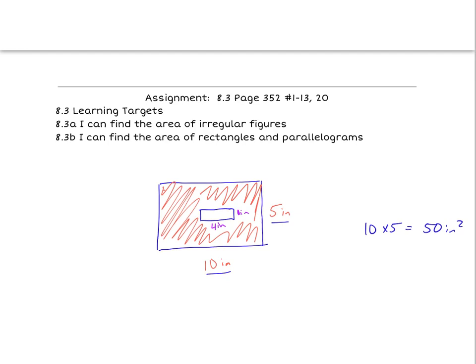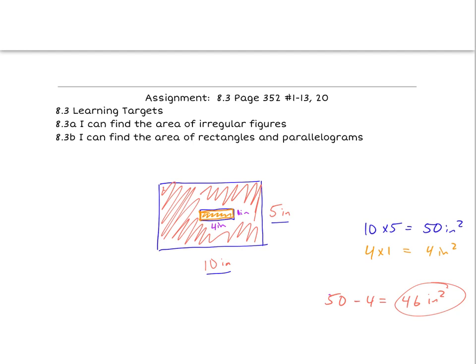And then you have to find your inside area. Here you've got to find this one, which is your 4 times 1, which equals 4 inches squared. And how would you find what's left? You would do a subtraction problem. So you would do 50 minus 4 equals 46 inches squared. Now those aren't the numbers from the book, but it gives you an idea of how to do a problem like that.